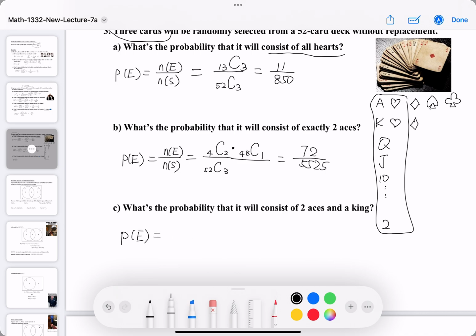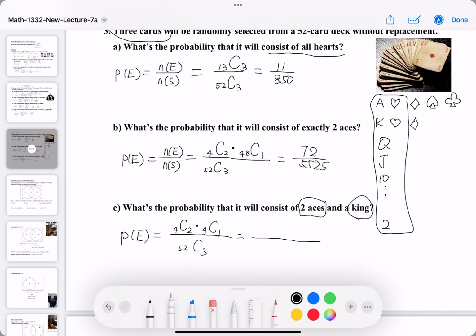equals, what is the top? We have 2 coming from the aces. So in total we have 4 aces, 4 C2. And the last one is a king. So this card is coming from 4 kings, 4 C1. And the denominator is 52 C3. Some of you say it's too difficult to use a calculator and you prefer to do the computation by hand.